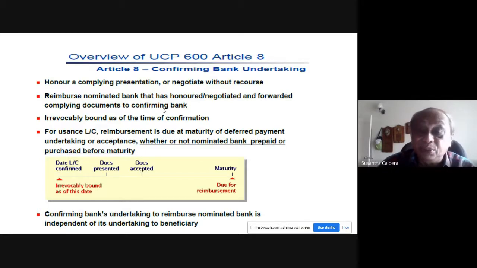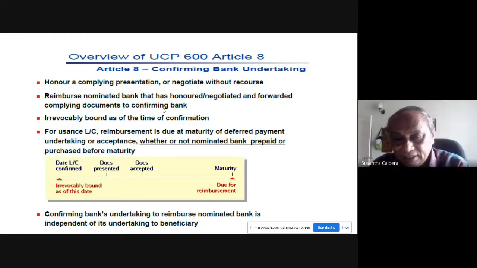Confirming bank's undertaking to reimburse a nominated bank is independent of its undertaking to the beneficiary, right? Anyway, the confirming bank as a negotiating bank has to pay the beneficiary if the documents comply with the terms and conditions of the LC. But its undertaking to reimburse a nominated bank is independent of its undertaking to the beneficiary. Sometimes the confirming bank and the nominated bank may be two different banks.